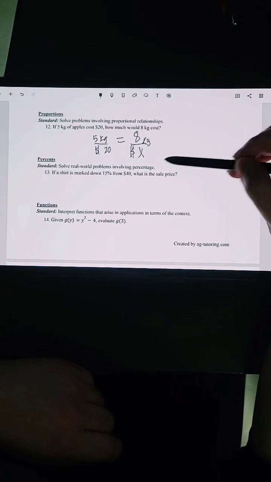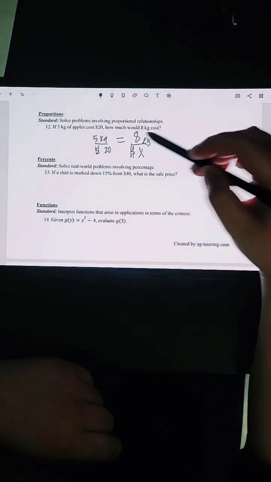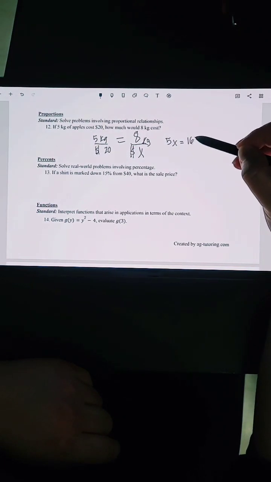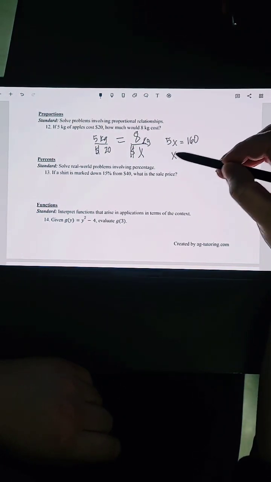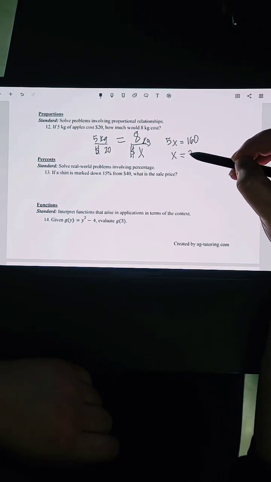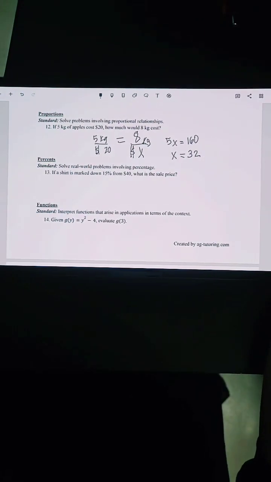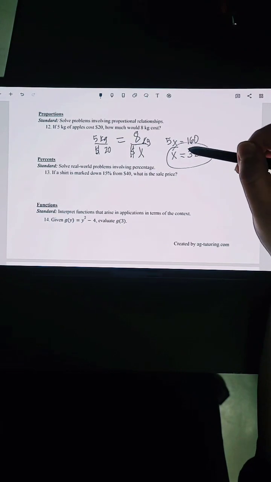Now we're going to cross multiply and solve for x. So 5 times x is 5x. 8 times 20 is 160. Then we're going to divide by 5 on each side, and that's 32, right? Yeah, 32. So x would be $32.